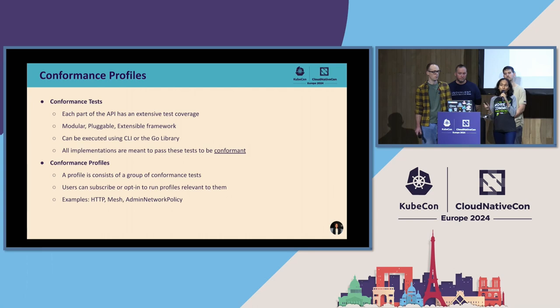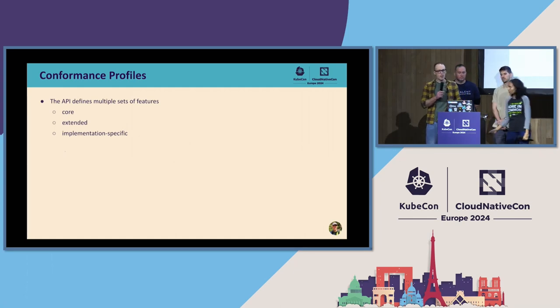Profiles is, in one word, just an abstraction layer on top. A profile is just a way to group a set of conformance tests together. And as an implementer or an end user, you can subscribe or opt in to these profiles and just run it to see what the implementations are actually supporting, right? What are the features that are being supported? What are the profiles that are being supported? And so on and so forth. Examples of profiles are HTTP and Mesh on the gateway side, and admin network policy on the network policy API side, and Mattia will talk more in depth about what profiles are.